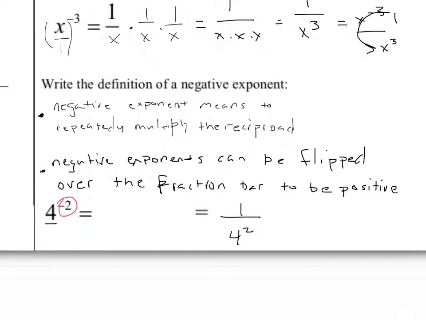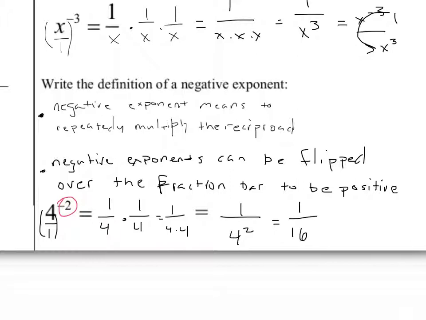So the reciprocal of 4 over 1 is 1 over 4, and the exponent tells me how many times I should repeatedly multiply? 2 times. So it's 1 over 4 times 1 over 4, which is the same thing as 1 over 4 times 4, which is really easy to multiply out. If we wanted to find the actual value, it would be 1 over 4 times 4, which is 16.